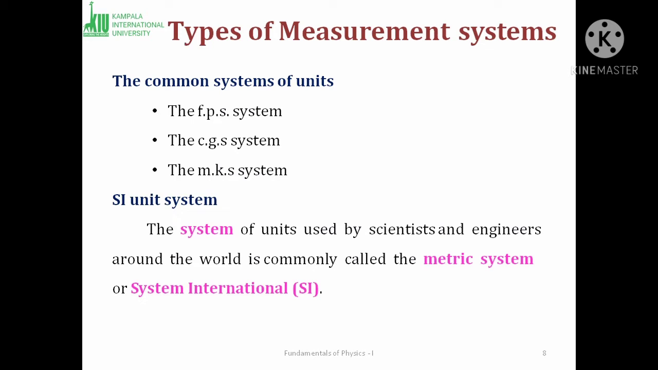Then second one, CGS, that is centimeter, gram, second. So which is used for measuring length, mass and time. And MKS, that is meter, kilogram, second, which is used for measuring length, mass and time.